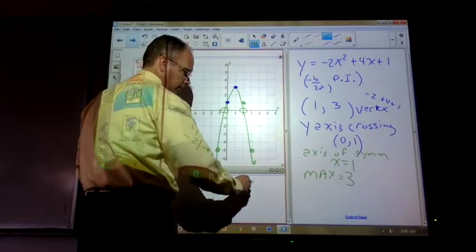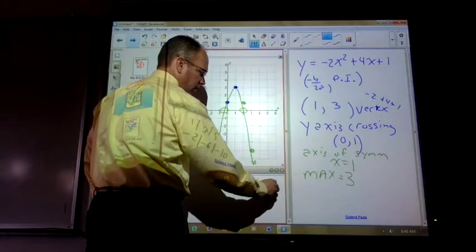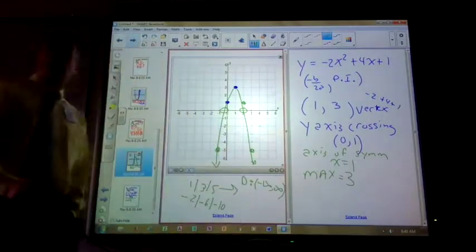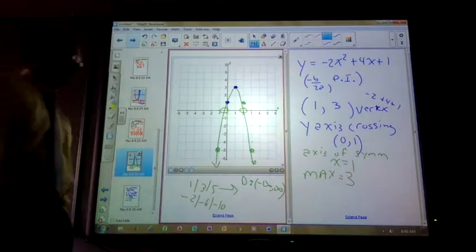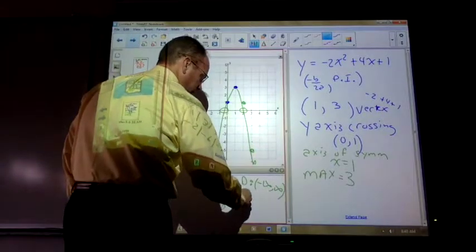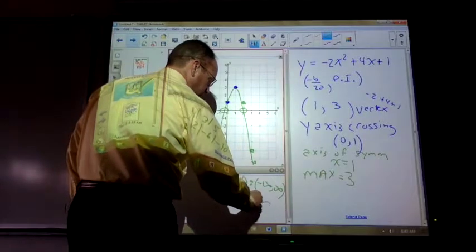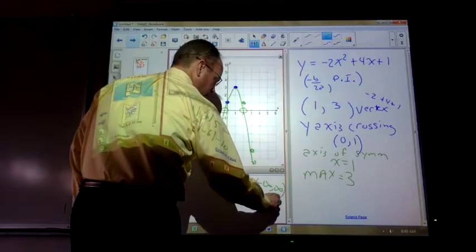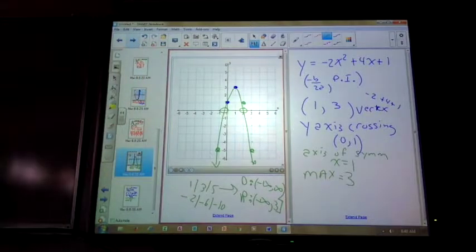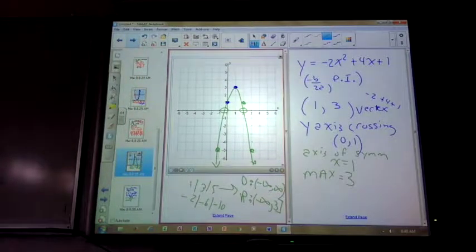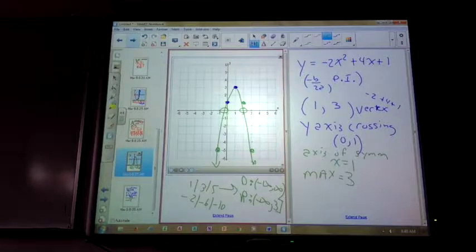Domain's always going to be what? Negative infinity to positive infinity. It's always a gimme. Range is what? Awesome. Negative infinity to 3. And it's a square bracket on 3 because it includes it. Okay? Axis of symmetry, we got max, min, we got vertex, domain, range. Interval where it is increasing. Roots, we don't know. Y-axis crossing. We have the y-axis crossing.